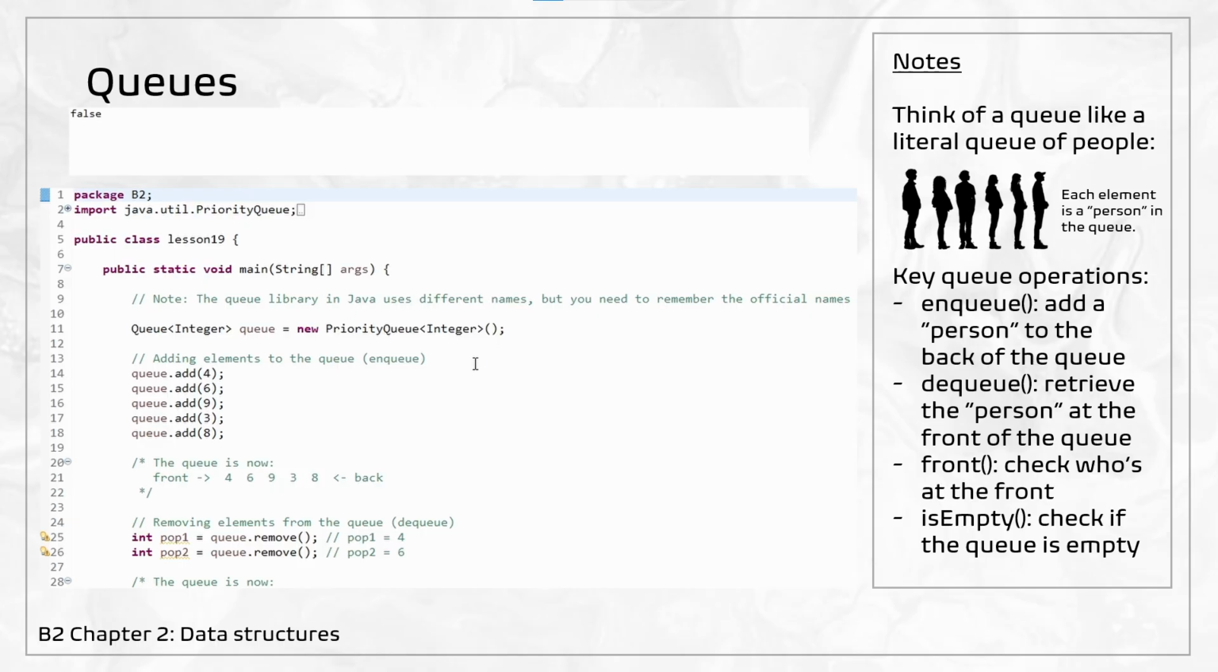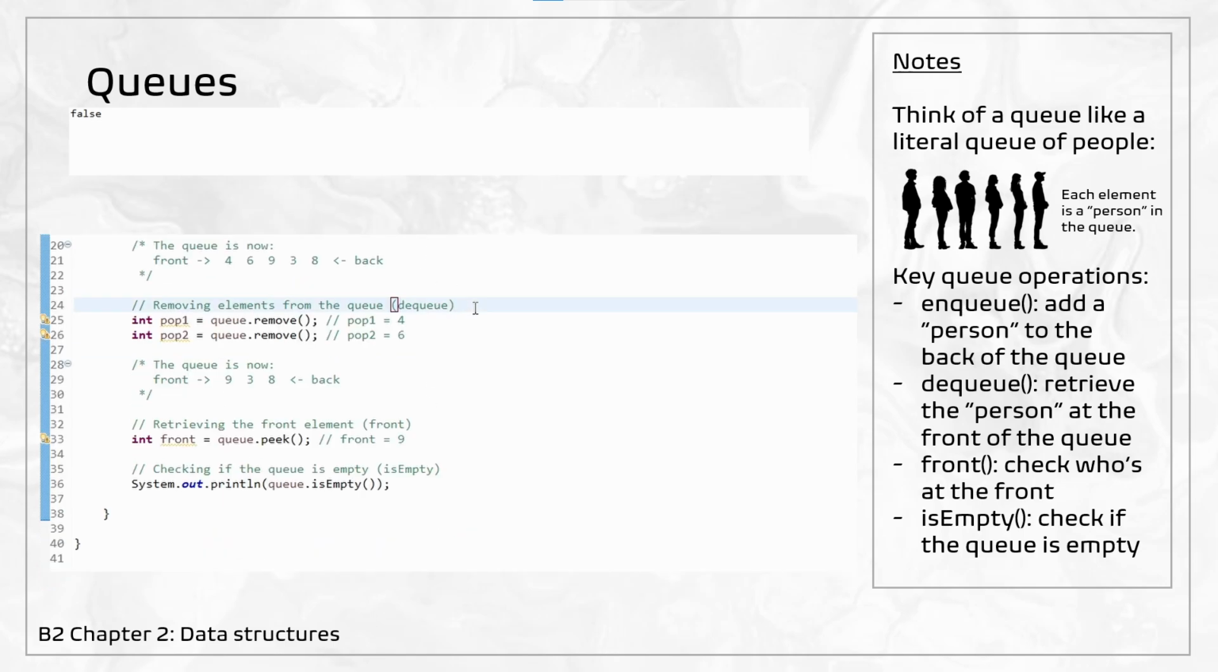Key operations include enqueue, which adds an element to the back of the queue, dequeue, which retrieves and removes the element at the front of the queue, front, which just retrieves the element at the front, and isEmpty, which checks if the queue is empty. Notice how these operations are all similar in function to stacks, but using FIFO instead of LIFO, and using different words to describe the actions.